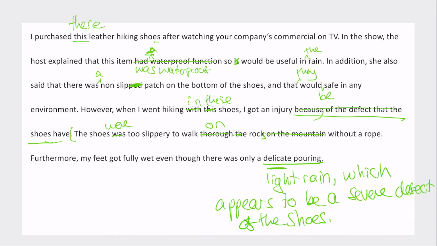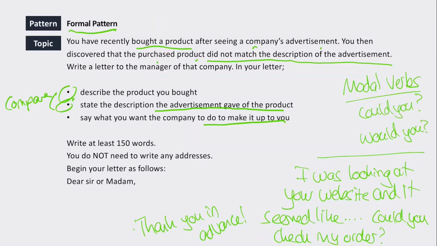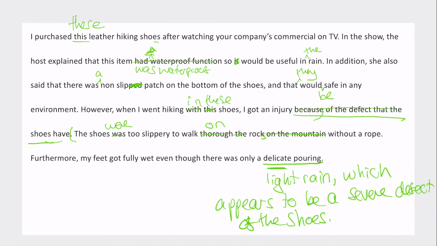Okay, so they've hit sort of the first two criteria. They described what they bought, and they've said how it's different from the advertisement. I think they could make more of the comparison in terms of linking words. But I think what they've done here is pretty good, and they've come up with a pretty believable problem with the shoes. The main issue is with the vocabulary they're using here, which is not appropriate to the context.